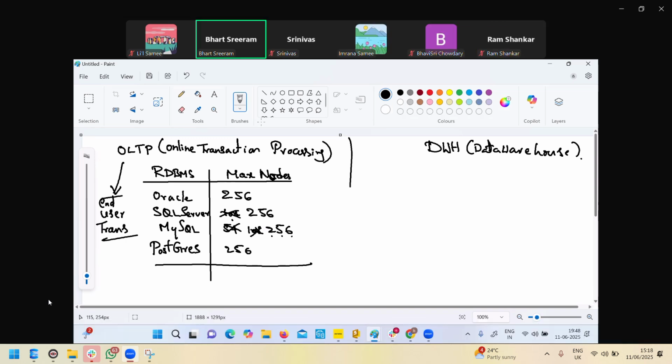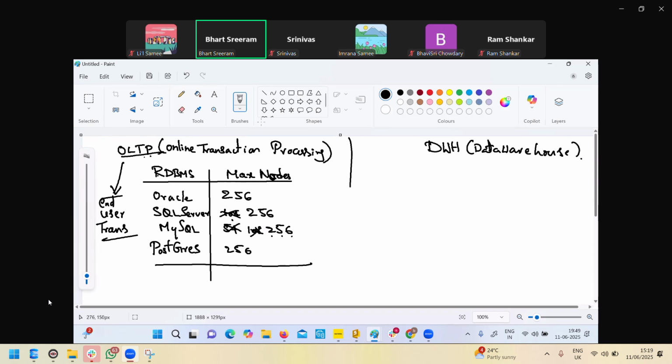Suppose if I sign up, that is one transaction by me. Suppose in a banking application, I am withdrawing money, that is one transaction. I am depositing, one transaction. I am transferring money from one account to another account, that is one transaction. All end user transactions are captured by OLTP databases.